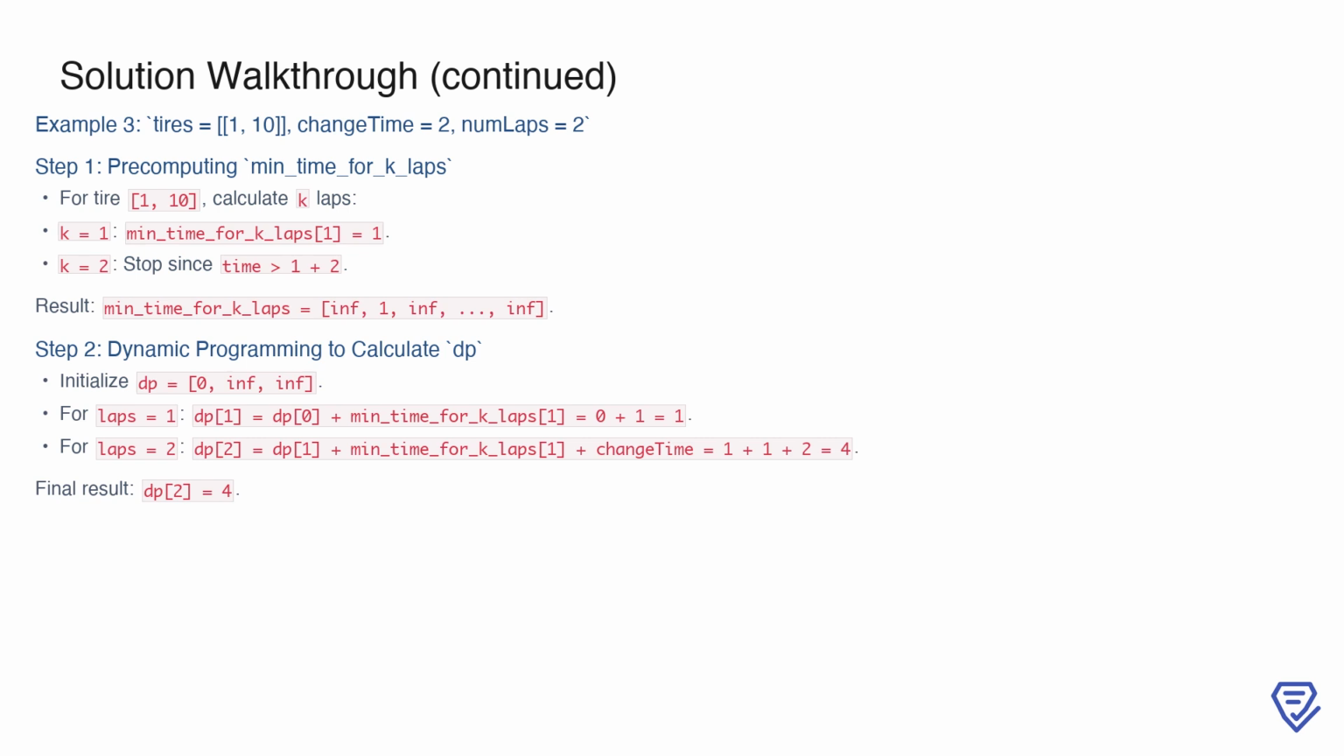For 2 laps, using one lap at a time, the time becomes dp2 equals dp1 plus min_time_for_k_laps 1 plus change time equals 1 plus 2 equals 4. The final result is dp2 equals 4, meaning it takes 4 units of time to complete 2 laps.